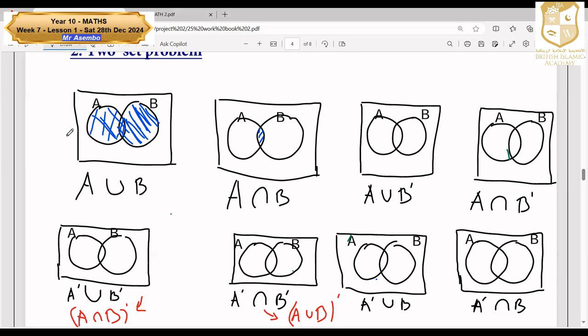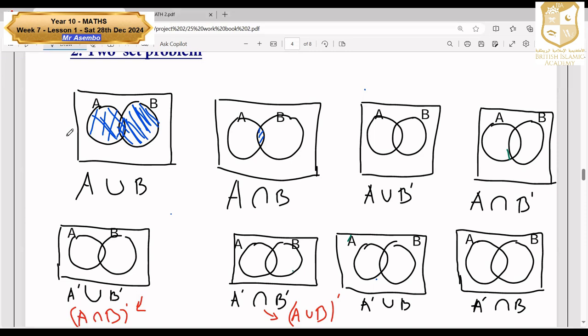Now remember, for A intersection B, we normally pick the members which are appearing both sides. They are in A and they're also in B. So that's why we normally shade the shared part of those two sets. Now, let's check this third one.